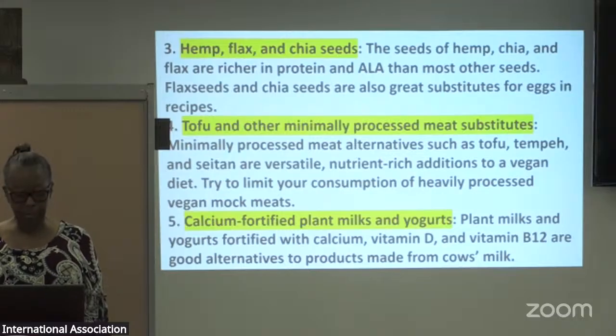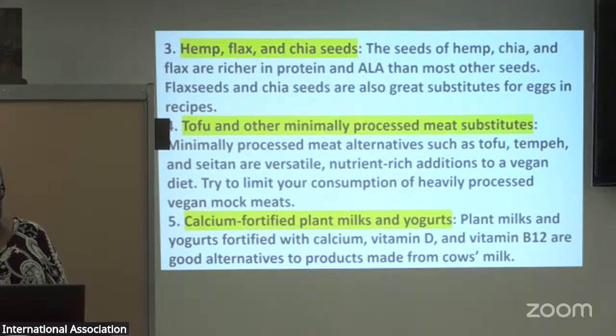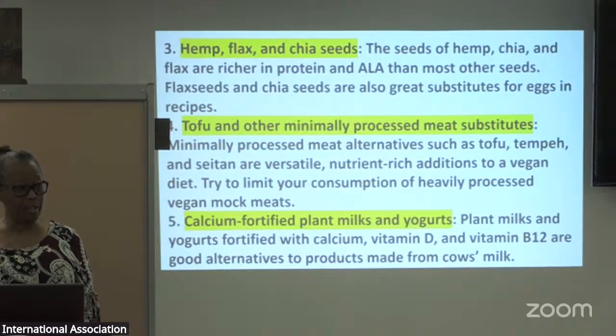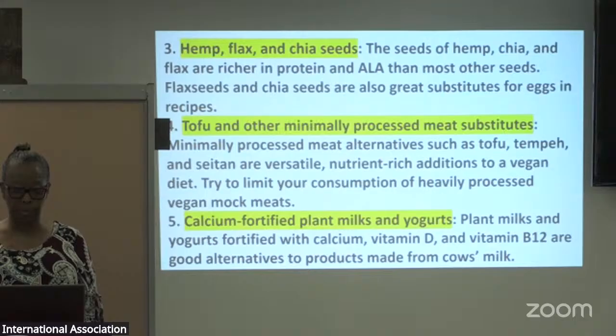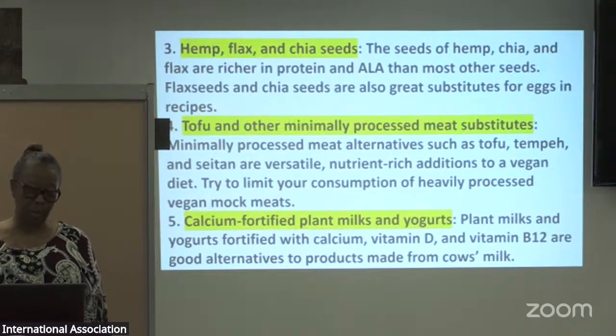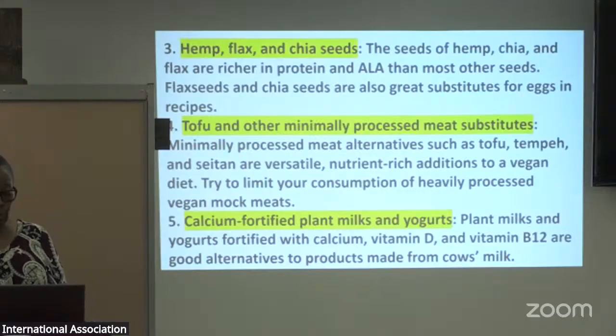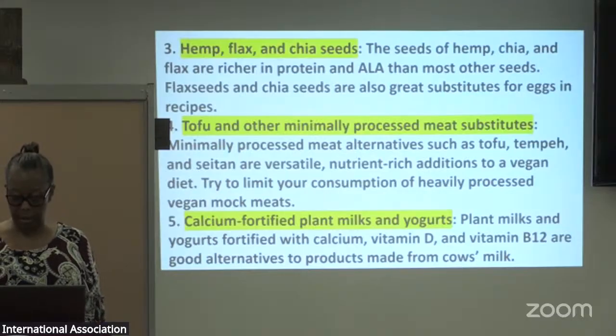Calcium fortified plant milks and yogurts. Plant milks and yogurts fortified with calcium, vitamin D, and vitamin B12 are good alternatives to products made with cow's milk.